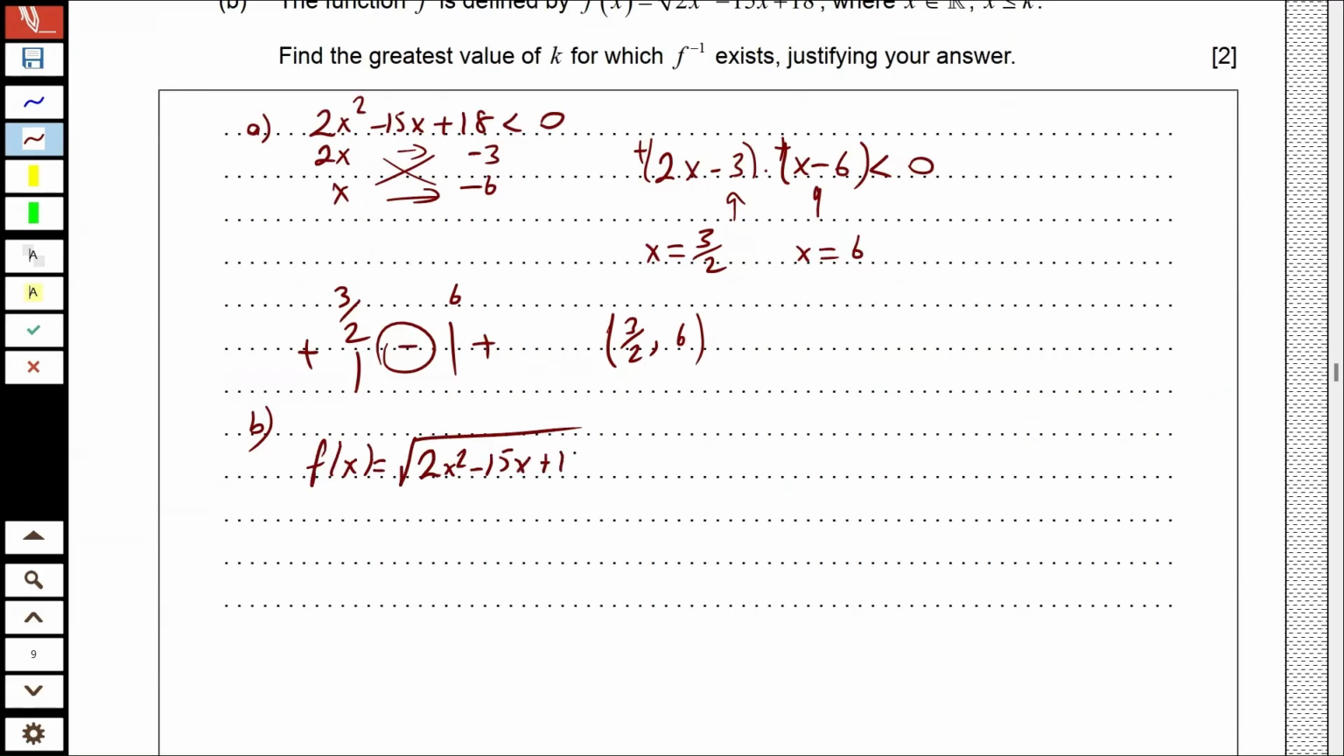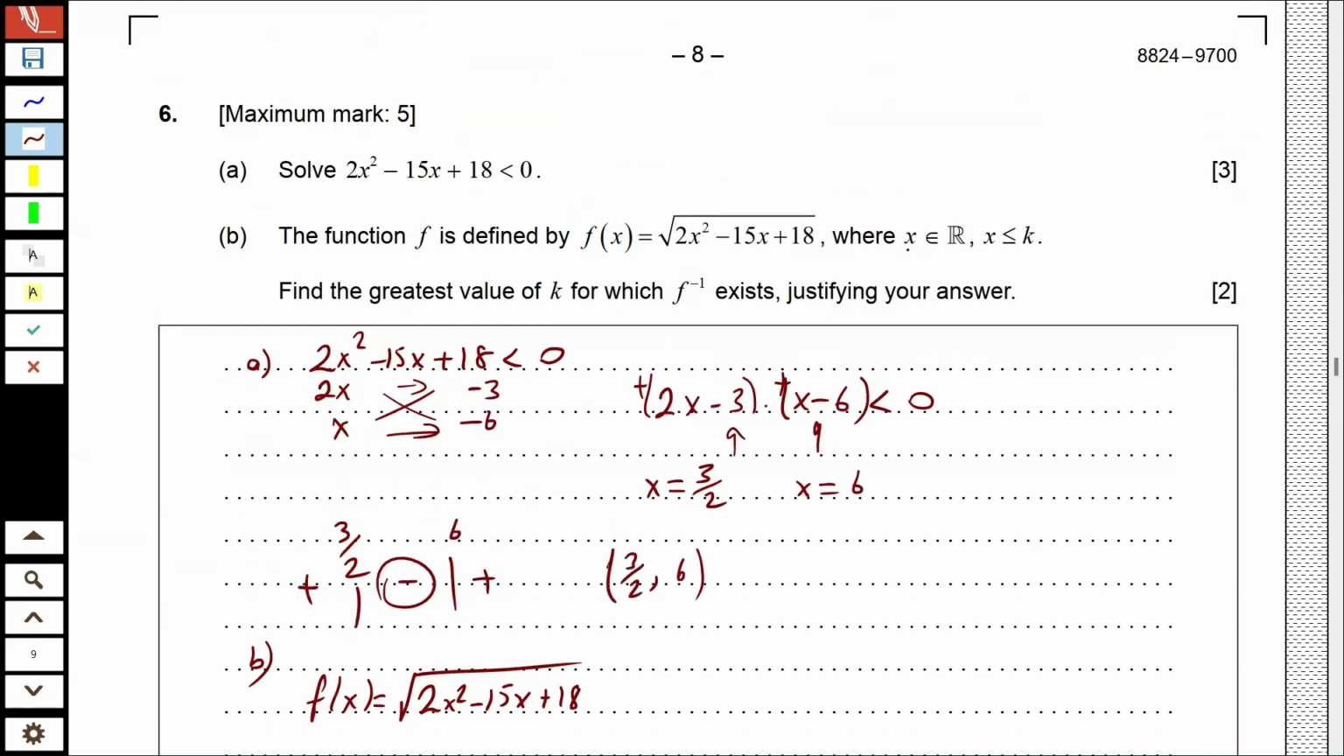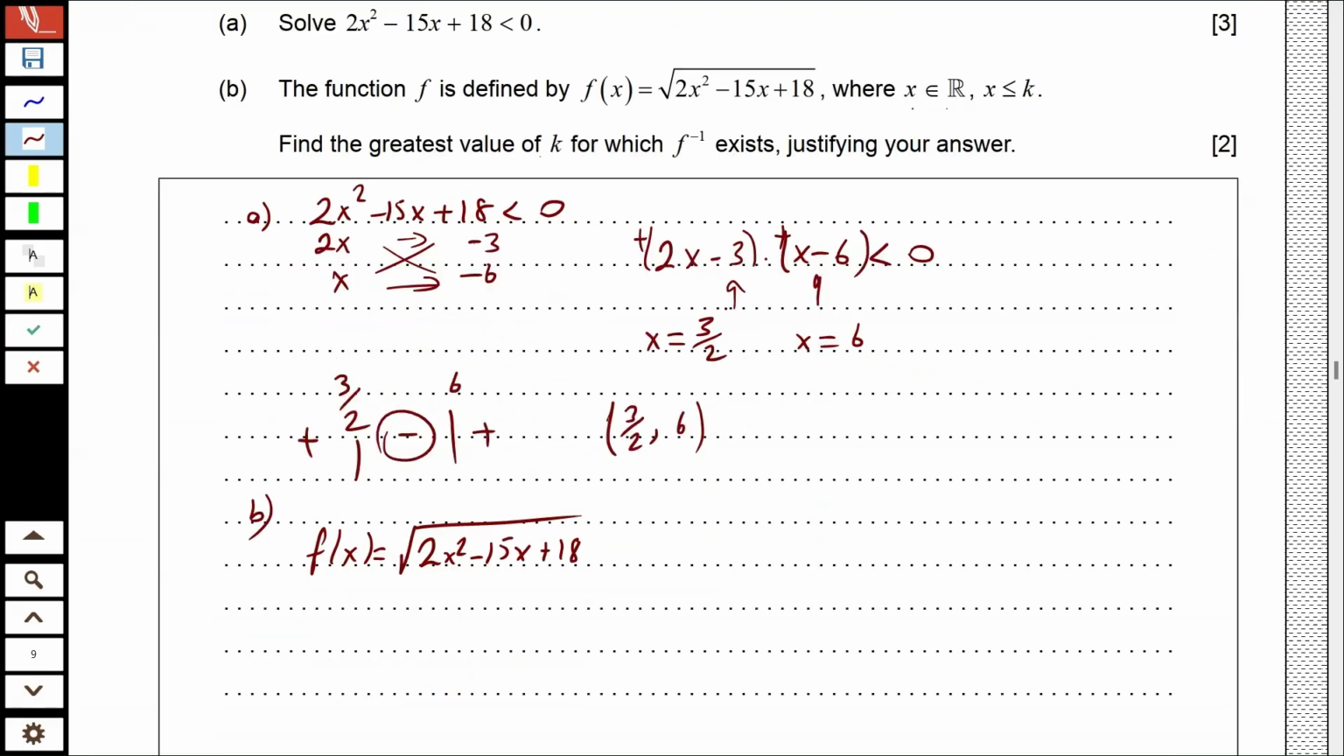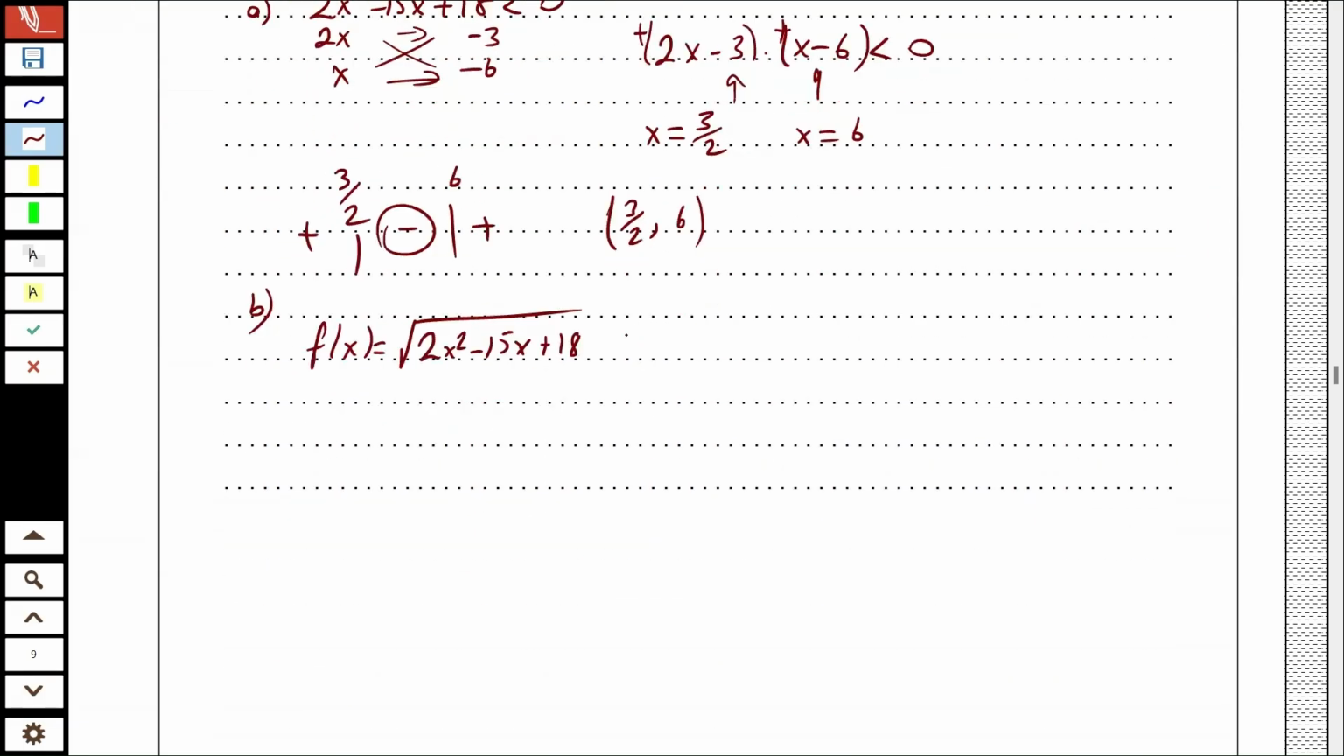I wrote the same quadratics here, and x is a real number and less than k. Find the greatest value of k for which the inverse of f exists, justifying your answer. The inside of the square root should be greater than or equal to 0.